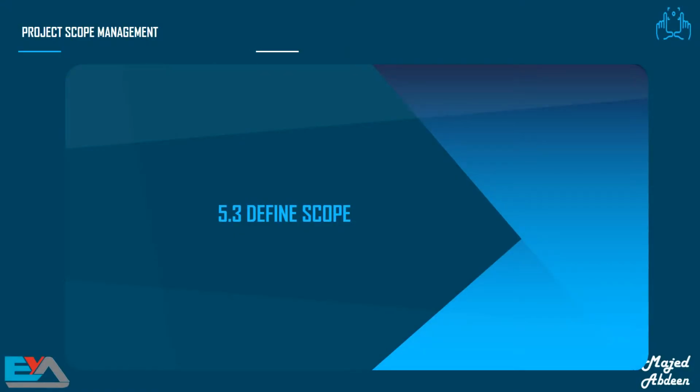This is the third process in the project scope management knowledge area, define scope. One of the objectives of project planning is to completely define all the work required, so it can easily be understood by the project team.